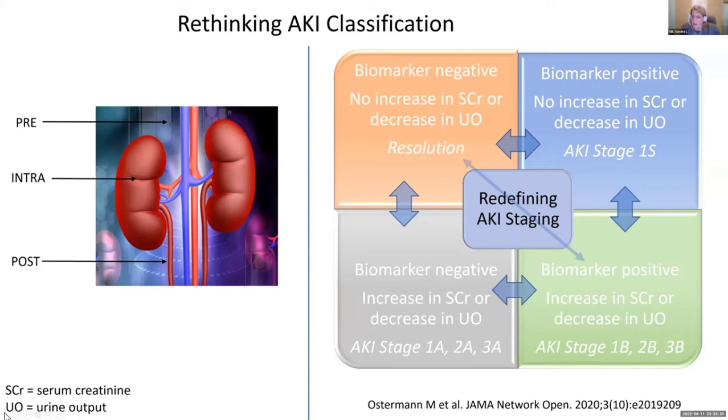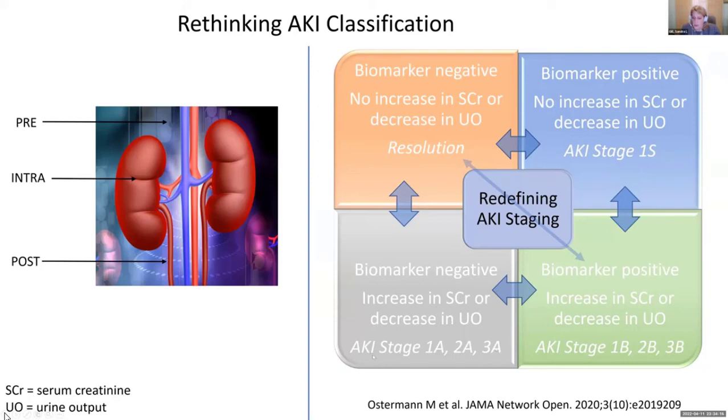And so if the patient becomes damage biomarker positive, but they're still functional biomarker negative, their serum creatinine is still normal and their urine output still appropriate, this is what we call AKI stage 1S, subclinical acute kidney injury. So the damage biomarker is positive, but serum creatinine hasn't increased and urine output hasn't decreased. And in the lower left-hand corner, we have someone who's damage biomarker negative, but there's an increase in their serum creatinine and a decrease in their urine output. That would be AKI stage 1A, 2A, or 3A.